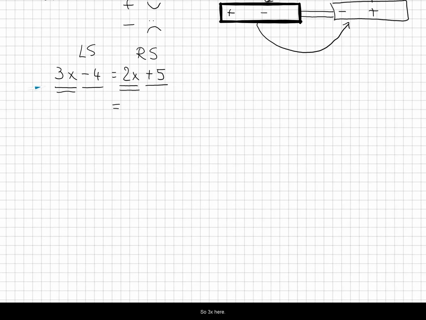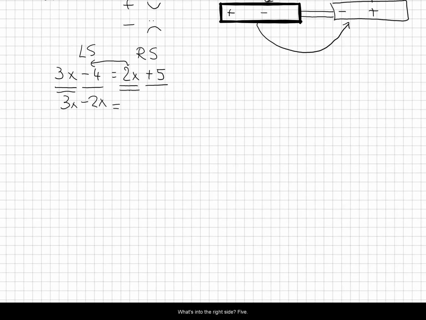So 3x here is in the left room, I can leave it that way. But 2x, I have to bring it here. So what happens? It will change its sign. What's the sign of 2x? It's a positive sign here. You don't see it, but it's positive. So once you move it onto the other side, it will turn negative 2x. No other terms that have x, so we move on to the right side.